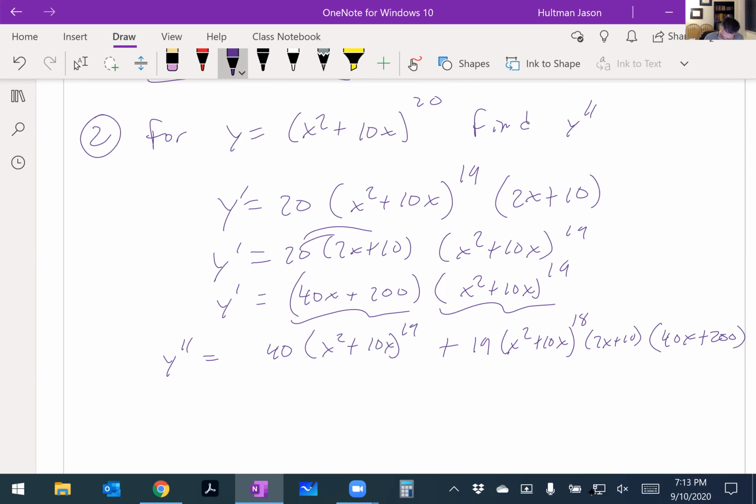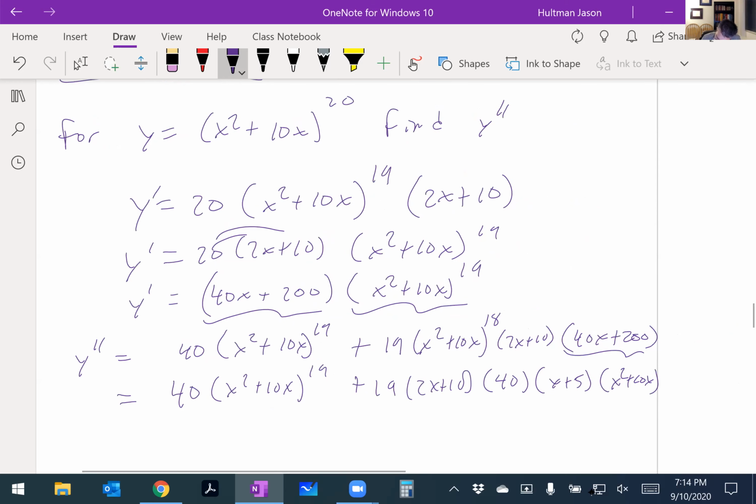So now let's factor this out. Okay. So what do I got? Well, what do I have here? I have a 40 times x squared plus 10x to the 19th power plus 19 times 2x plus 10 times, I'm going to factor out a 40 here, times 40 times x plus 5. Okay, I factor out a 40 from this guy, and then that's going to be times x squared plus 10x to the 18th power.